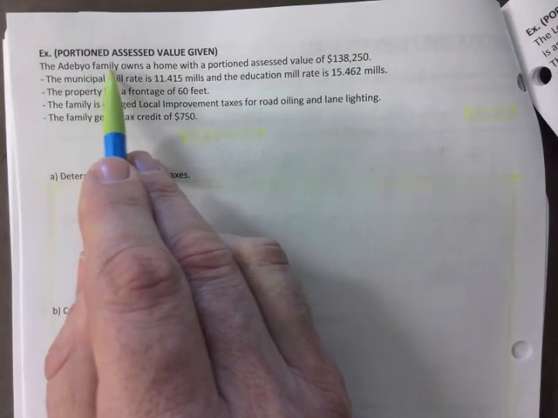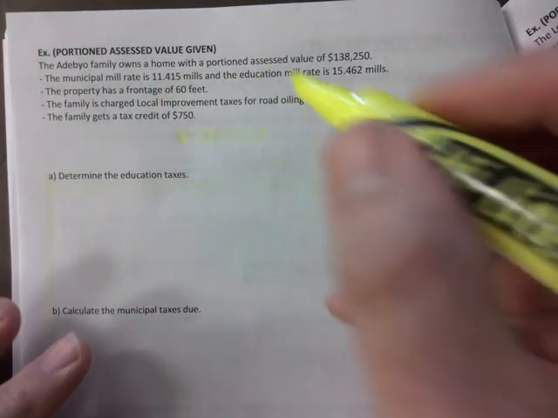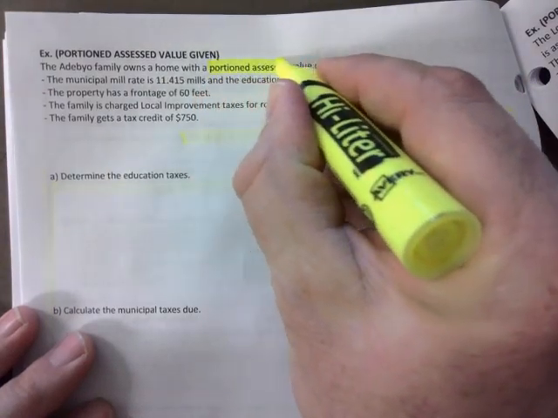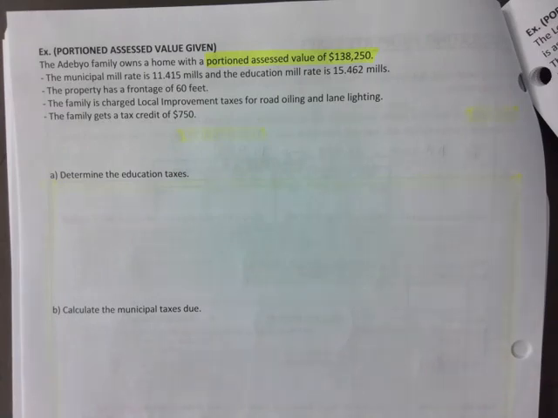63. The Adebio family owns a home with a portioned assessed value of $138,000. What does that mean, folks? I need you to understand that part right there. Is that the entire value of the home? That is already 45% of the home. Noah, you're with me, right?